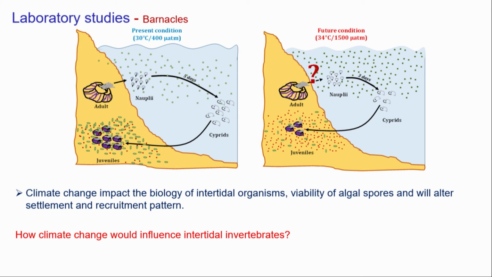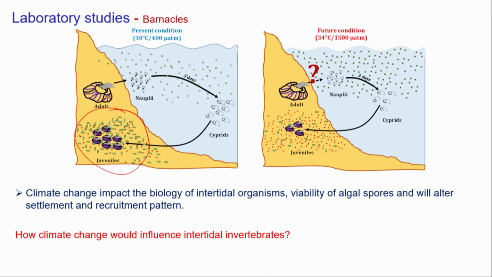This is showing present conditions and future conditions, that is, at 30 degrees centigrade and 400 microatmosphere of CO2, and at future condition, that is 34 degrees and 1500 microatmosphere of CO2. And what it shows is, in this particular region under present conditions, you have already settled some juveniles of organisms, and you have the larger forms of diatoms in the biofilm.